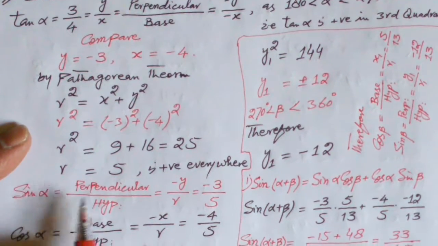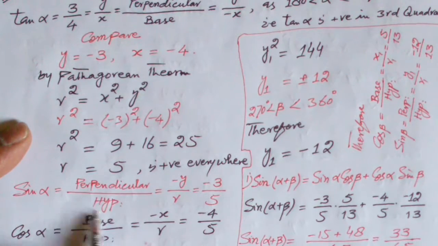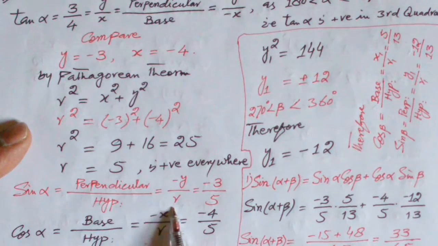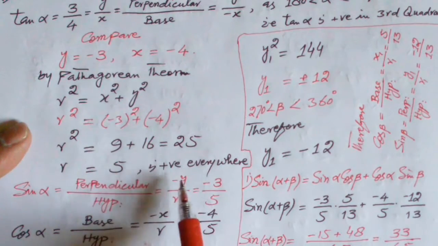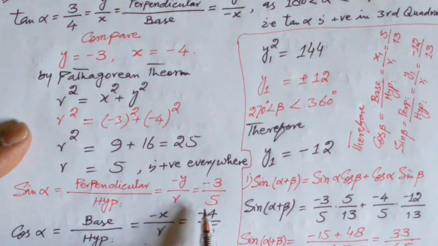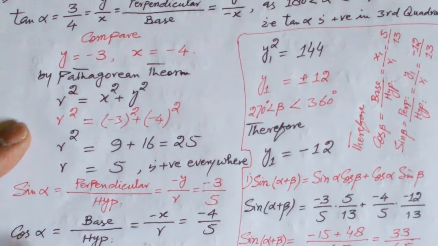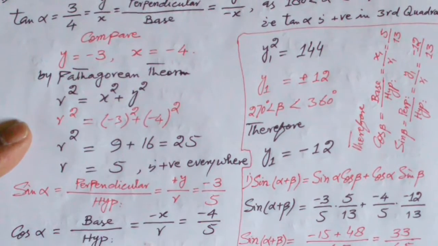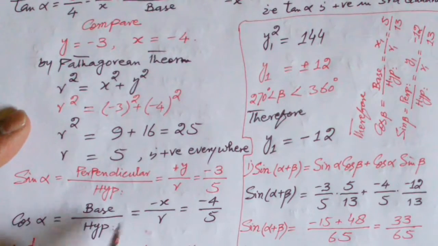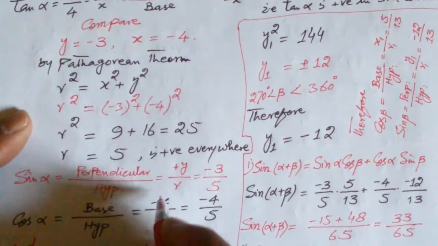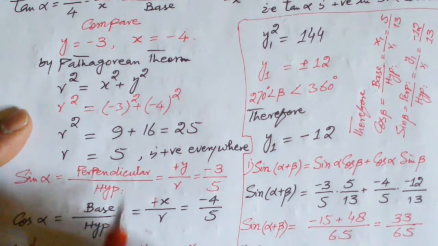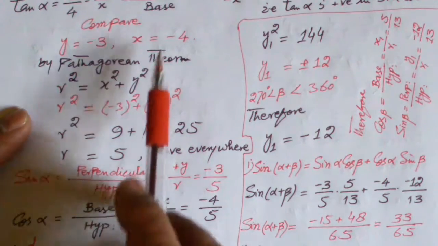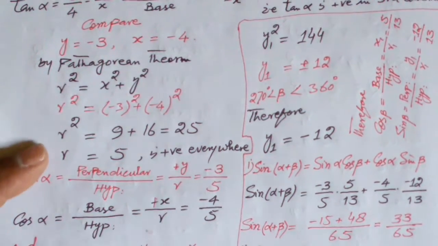To calculate, sin alpha will be equal to perpendicular divided by hypotenuse with respect to alpha. Y is perpendicular and r is the hypotenuse, so sin alpha is equal to -3 divided by 5. And cos of alpha is equal to base divided by hypotenuse. So base in this case is x and r is the hypotenuse. So x is equal to -4 and r is equal to 5 in this case.